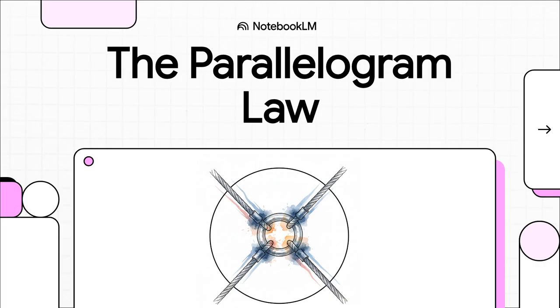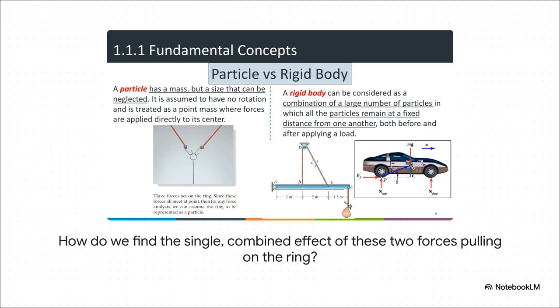Let's dive right in. So let's start with a really common problem. Picture this ring right here. It's being pulled by two different cables. One's pulling this way, the other is pulling that way. And they're probably pulling with different amounts of strength. The big question is, what's the combined effect? Where is the ring actually trying to go? And, maybe even more importantly, how much total force is that single point feeling? We need a way to find that one single force that does the job of both. And that's exactly the problem we're here to solve.